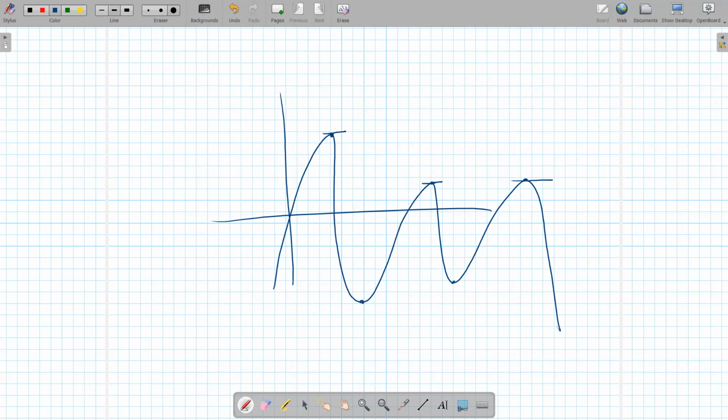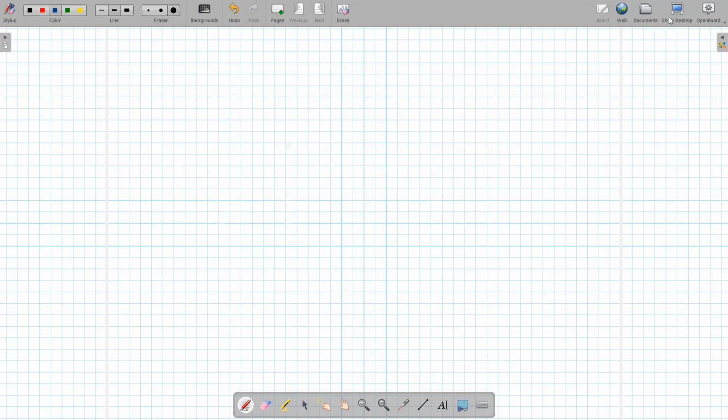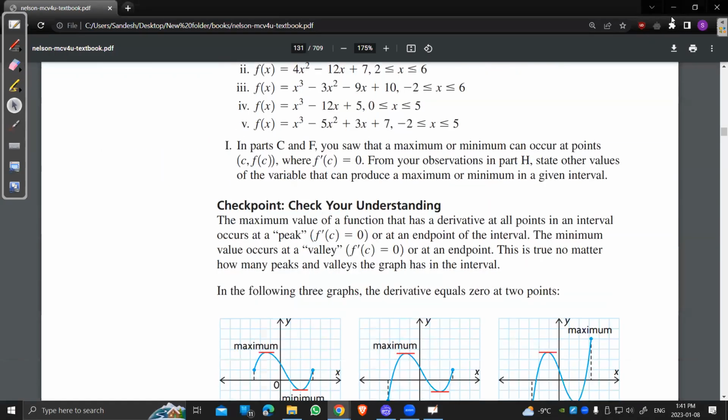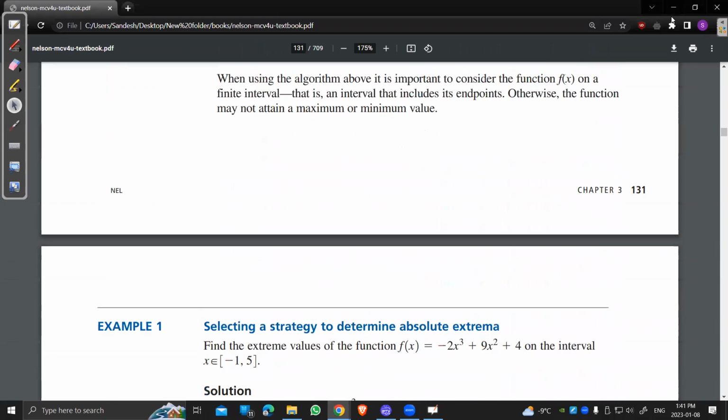These are called minimums. What is 0 here? The slope. What is 0 here? The slope. Wherever there is a turning point, the slope is going to be 0. And the turning point could be a maximum, or it could be a minimum. The question is, how do you know which one is which? Let's look at a question. We know the slope is going to be 0.